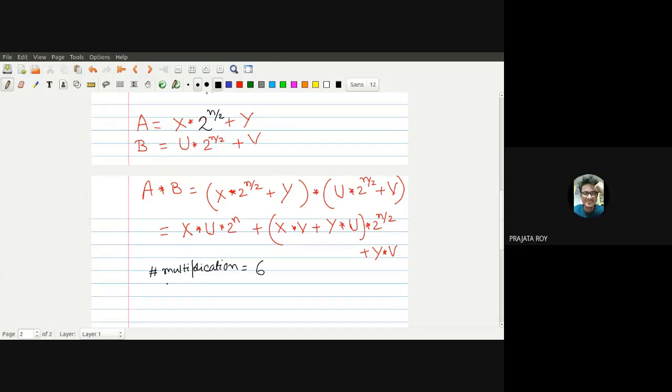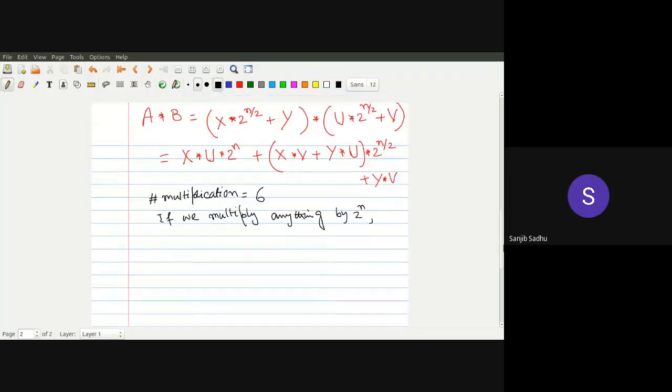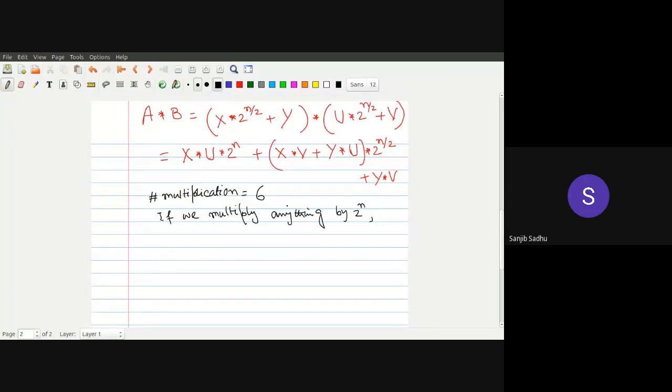But see, if we multiply anything by 2 to the power n, or whatever it may be, instead of multiplying, what can we do? That is equivalent to shifting the bits to the left. By how much? By n bits, in this case. Please remember that shifting is easier than multiplication. Easier means less costly.